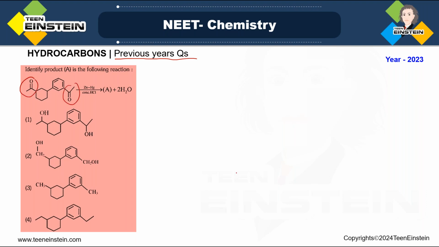We are treating it with the reagent zinc mercury amalgam and concentrated HCl. We are getting A and 2 molecules of water. We have to identify product A. Now it is true that some carbonyl compounds are given and we are discussing previous year's questions from hydrocarbons. But here, based on the final product, I have chosen this problem. So here, we have to know what the effect of this reagent on the carbonyl group is.